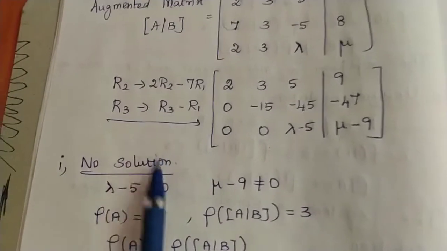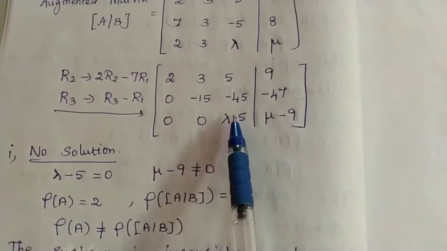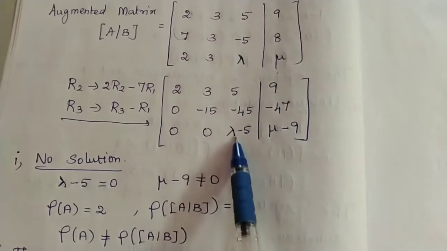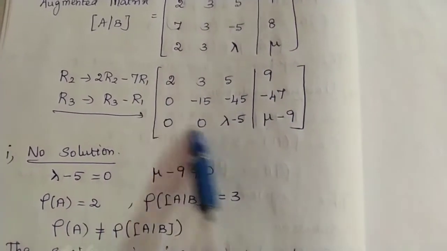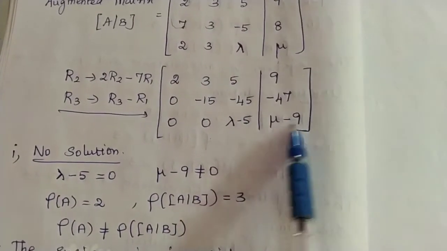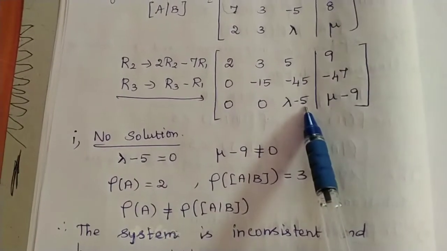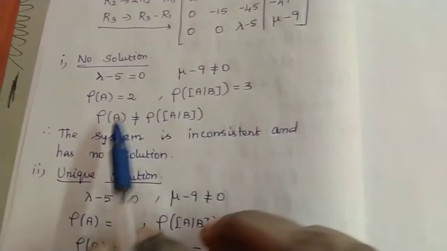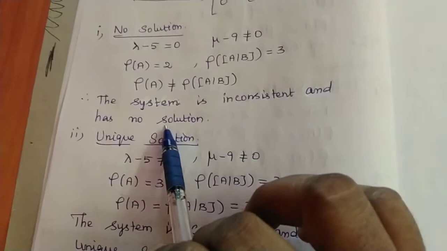No solution. No solution means, as I already told, rank of A equal to 2. I want rank 2, which means this place is equal to 0. And rank of A by B equal to 3 means this one is not equal to 0. So lambda minus 5 equal to 0, mu minus 9 not equal to 0. Rank of A equal to 2, rank of A by B equal to 3, not equal, so the system is inconsistent and has no solution.